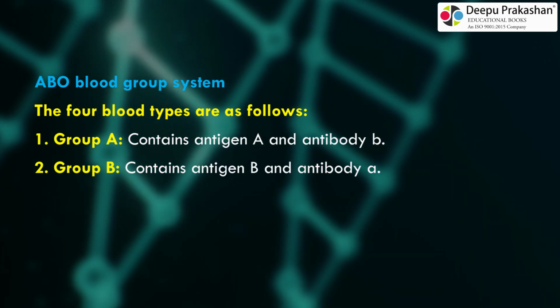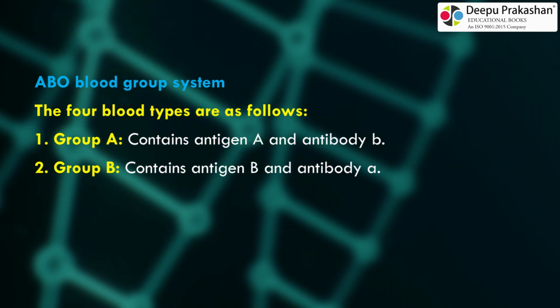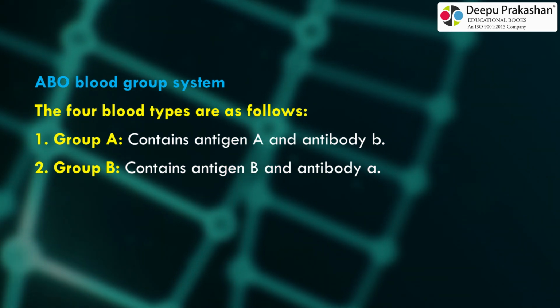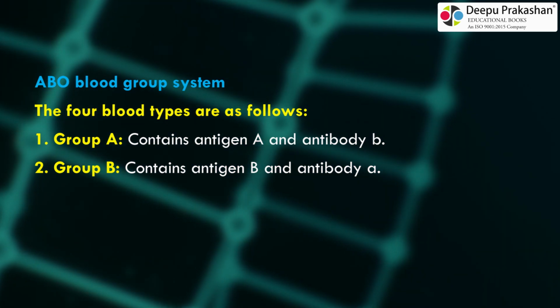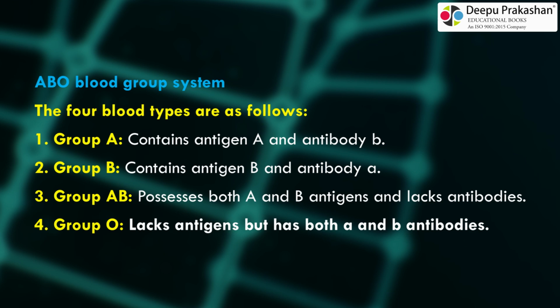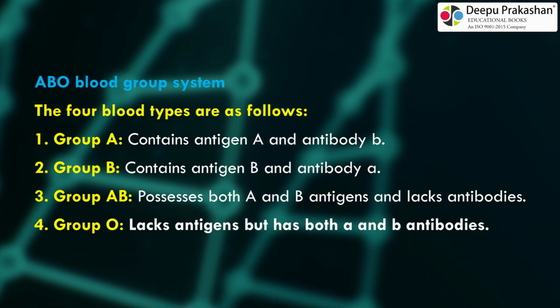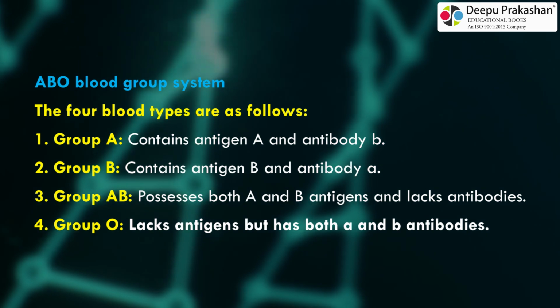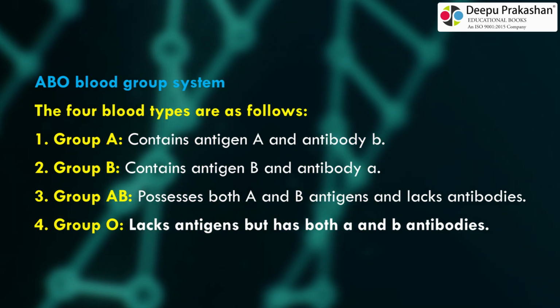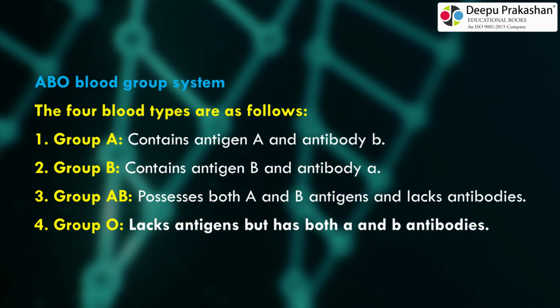1. Group A contains antigen A and antibody B. 2. Group B contains antigen B and antibody A. 3. Group AB possesses both A and B antigens and lacks antibodies. 4. Group O lacks antigens but has both A and B antibodies.